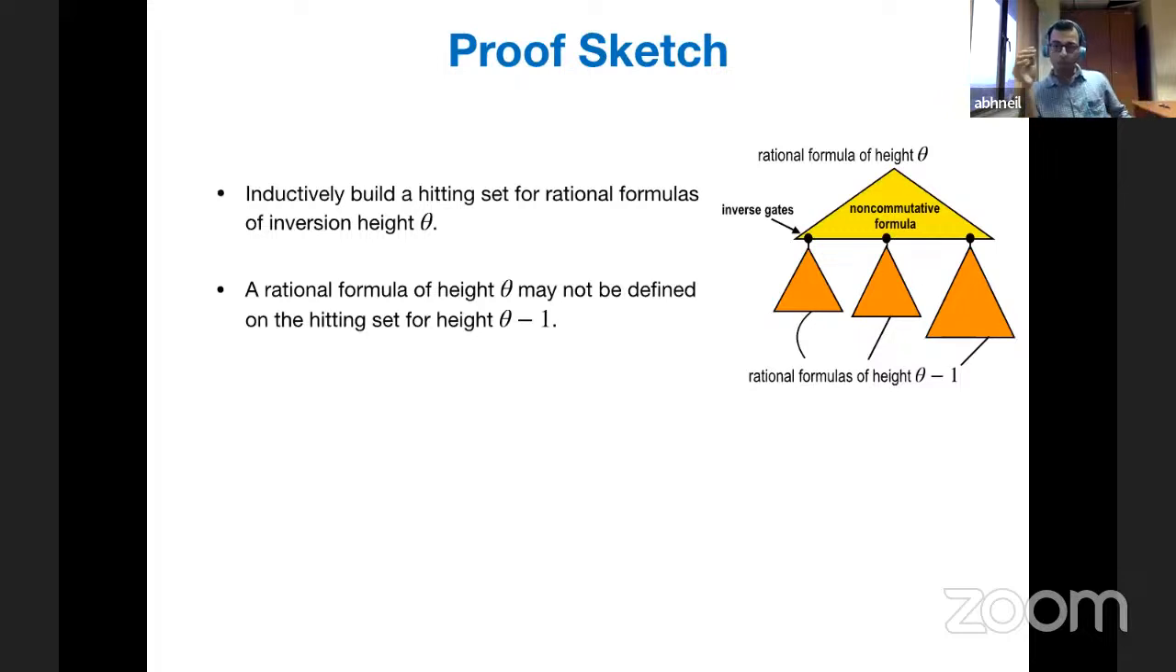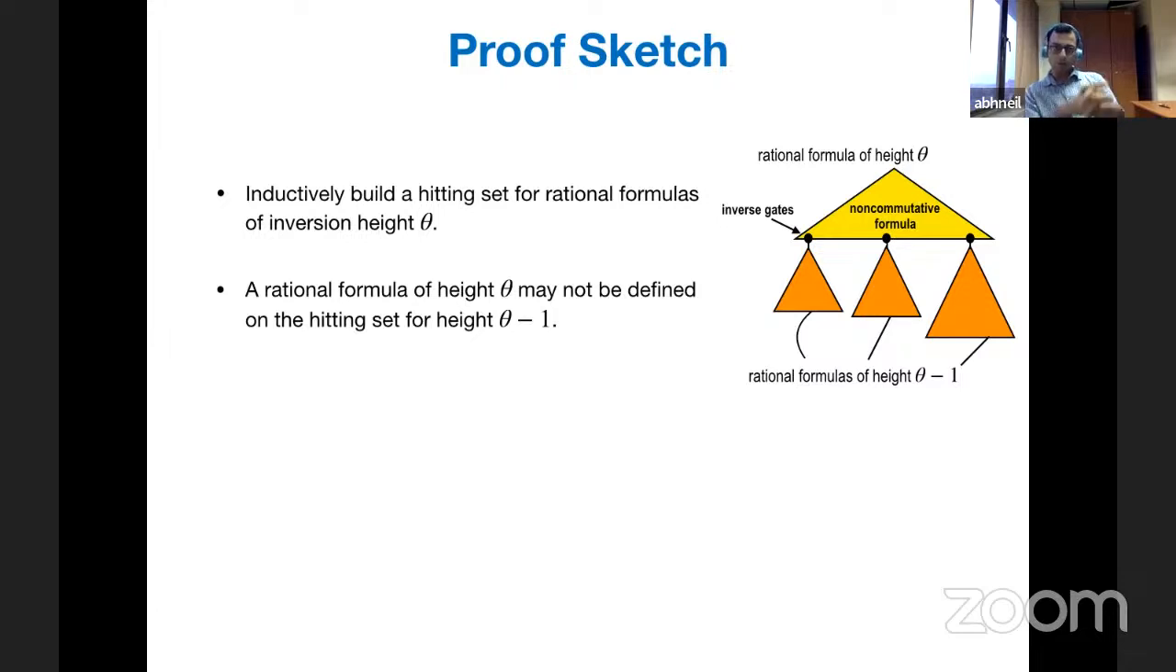If you have a rational formula of height theta, you can think of it as follows. You have a non-commutative formula at the top, and then some of the nodes you're replacing with the inverse of a rational formula of height theta minus 1. You are composing with the inverse of height theta minus 1. From the definition, you can see that you can think of a rational formula of height theta like that.